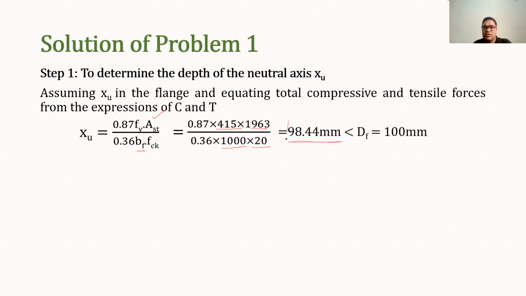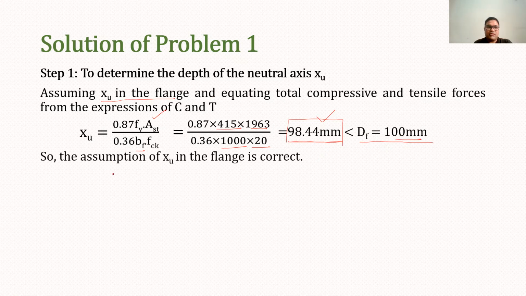98.44. And you can see this value of XU is less than the thickness of flange, which means our assumption is correct. We have assumed that XU is in the flange, and that assumption is correct because the value of XU is less than DF. So we say that the assumption of XU in the flange is correct. So now, as our XU is lying in the DF, it belongs to case 1.